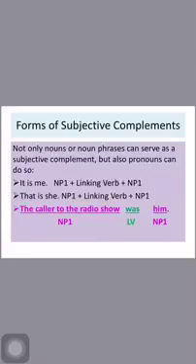The caller to the radio show was him. So the caller to the radio show is what? Noun phrase number 1, that's to say the subject, was the linking verb, him, noun phrase number 1. Him again is the pronoun, objective pronoun, functioning as the subjective complement. So the two noun phrases here have the same reference. They refer to the same person. Let's stop here to take a rest.